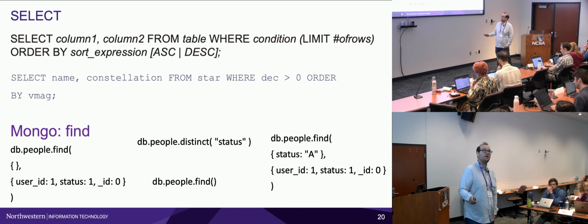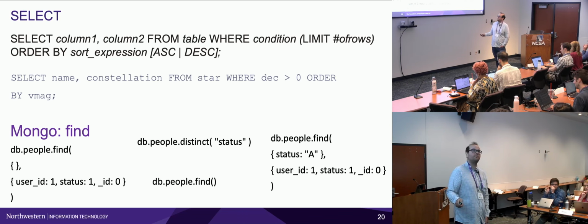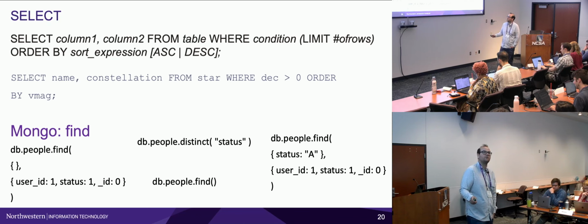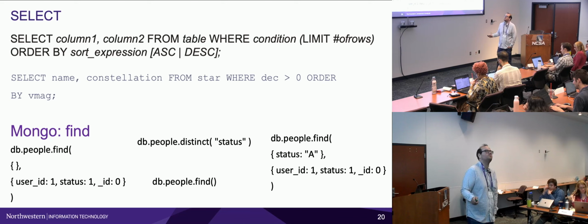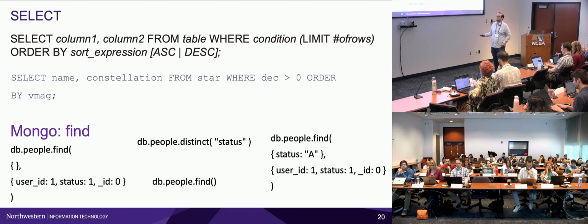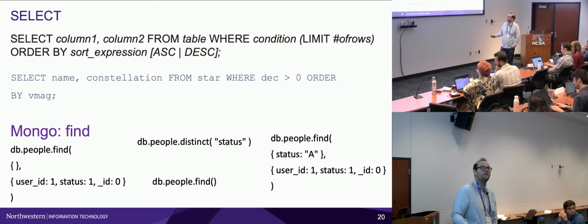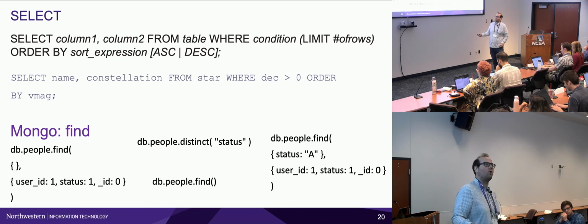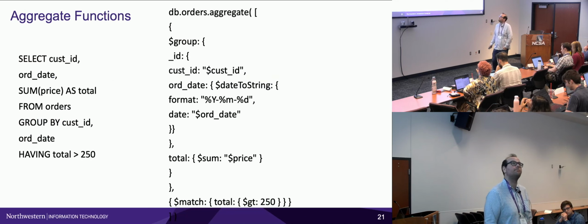Okay? So here I would say, let's take a look at this one. Here I would like to find all quote unquote rows in the people MongoDB collection where the quote unquote column status is equal to the value A, and user ID is 1, status is 1. Okay, so this is how you perform a where statement in Mongo.